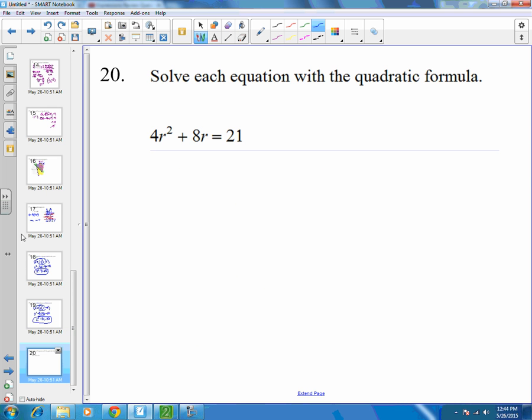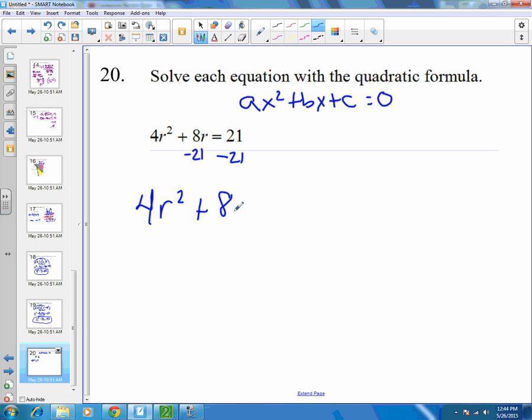And finally, number 20, we must solve this equation with the quadratic formula. So first thing I must make sure is that my equation's in standard form, which is ax squared plus bx plus c equals 0. Now, as you can see here, it equals 21. So we need to move that 21 to the other side. So what we're going to do is subtract it from both sides. And I'm going to rewrite this equation as 4r squared plus 8r minus 21 equals 0.